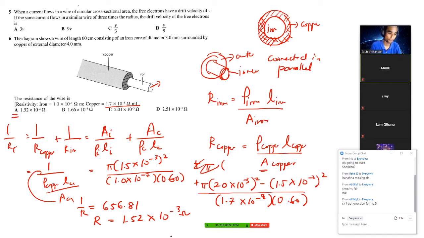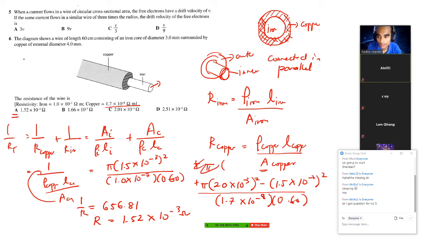Okay, so I got a question for number 5. Abi, what's the question for number 5? Sir, I got B, 9 times. Yeah, how come you got 9 times? It's 9 times smaller. V is inversely proportional to radius, right, sir? Inversely proportional to radius. Okay.